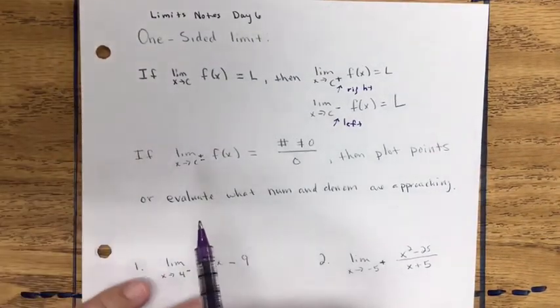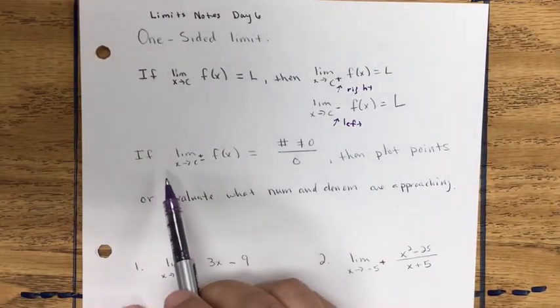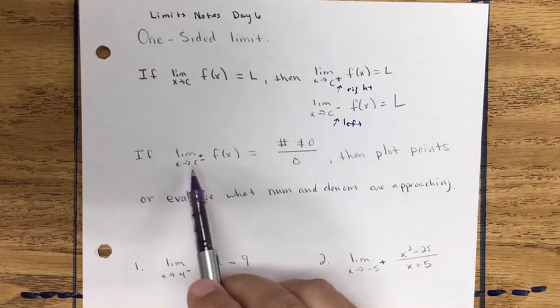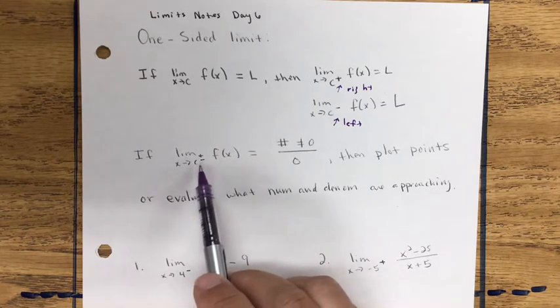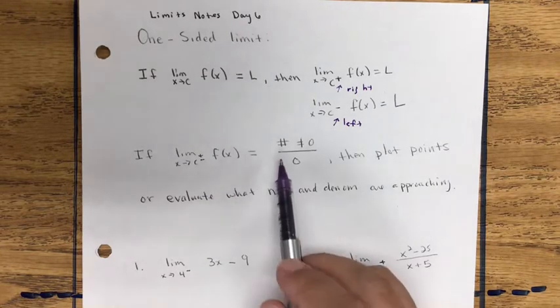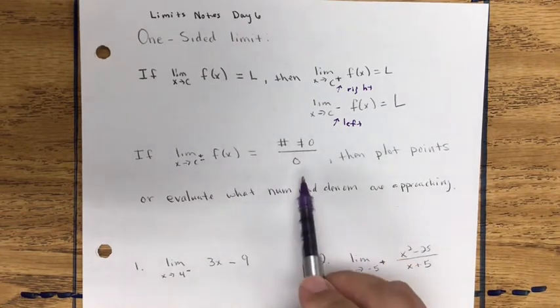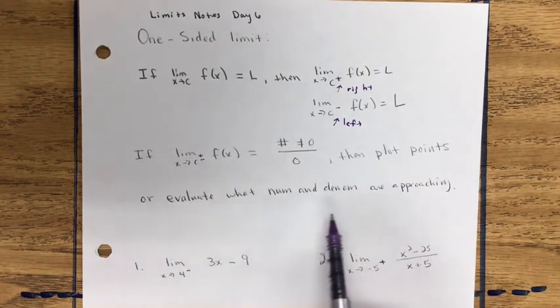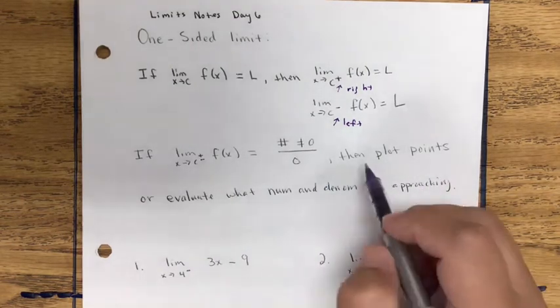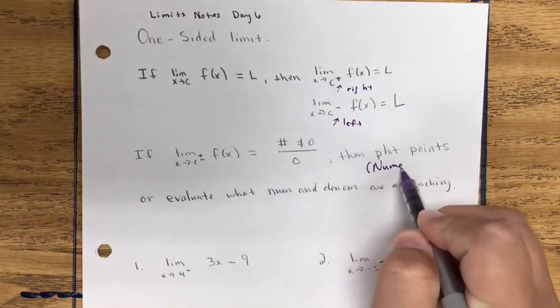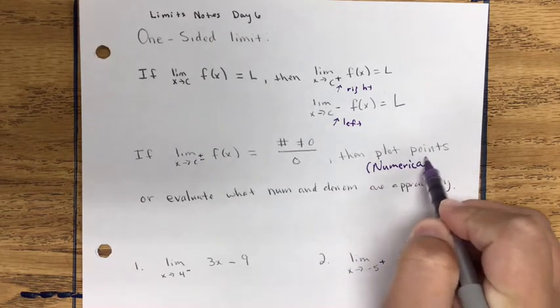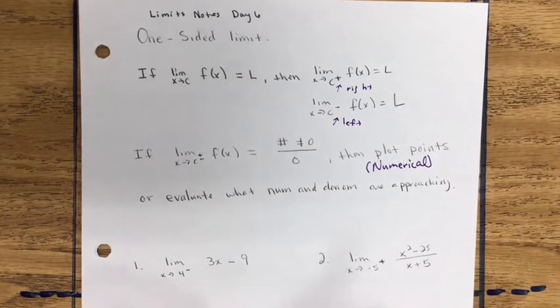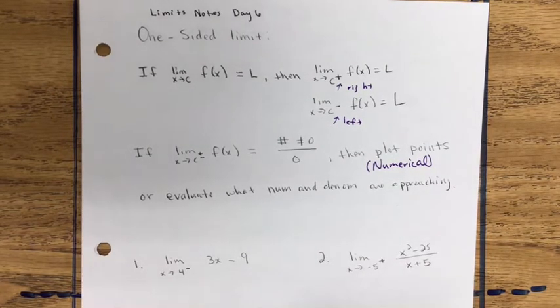Now, if the limit as x goes to c from both sides of f of x equals a number not equal to 0 over 0, then plot points or evaluate the numerator and then plot points, do the numerical method, not necessarily plotting points, we're not going to graph it. Do the numerical method or evaluate what the numerator and denominator are approaching.